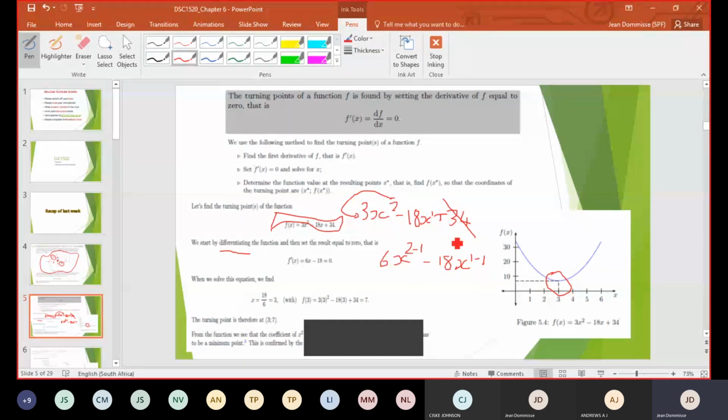Okay, so basically then we sit with the 6x minus 18, and because it's differentiation, it's equal to 0. So we'll get 6x is equal to 18, and by that way we can get x is equal to 3. And there you can see it is x equal to 3. Then basically to get to your y point again, you put that 3 back into your original equation.